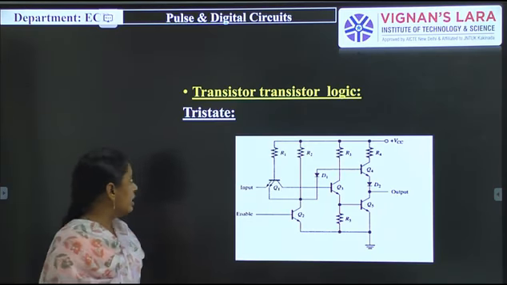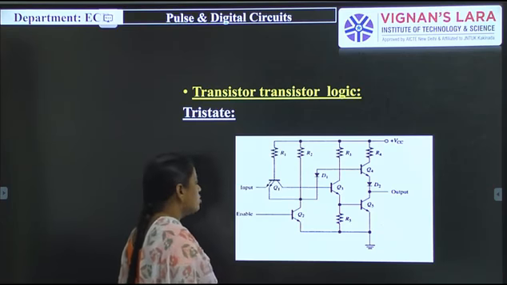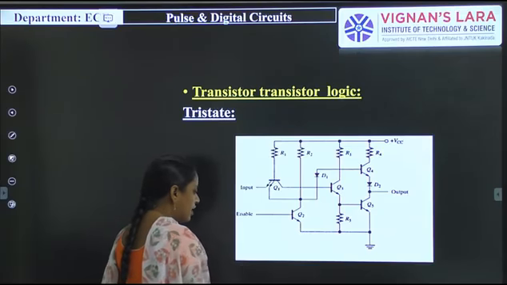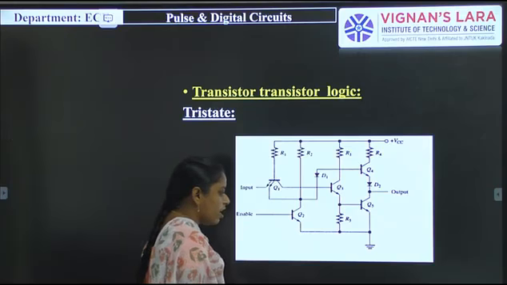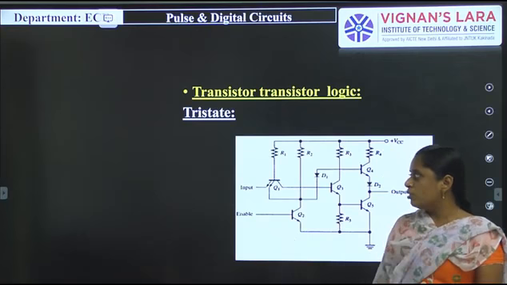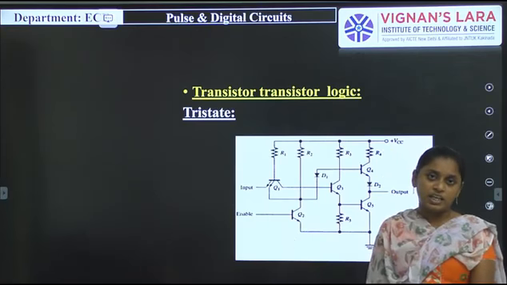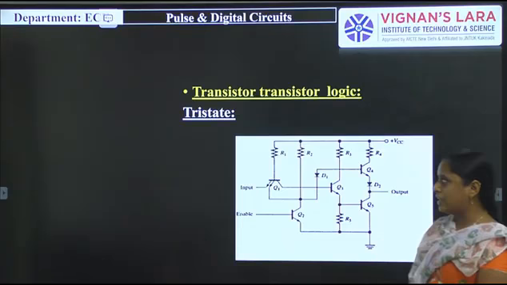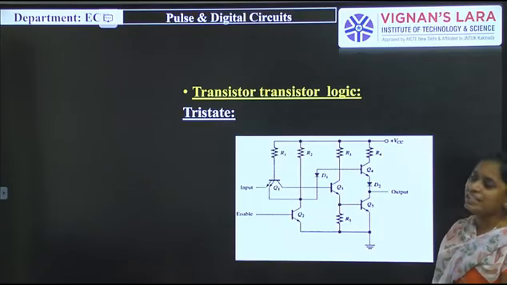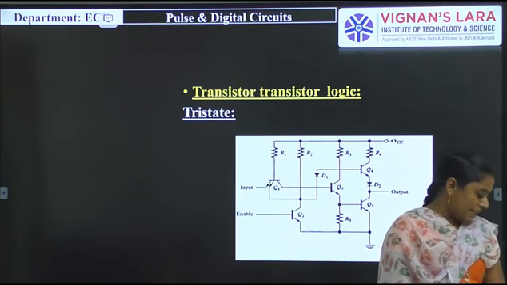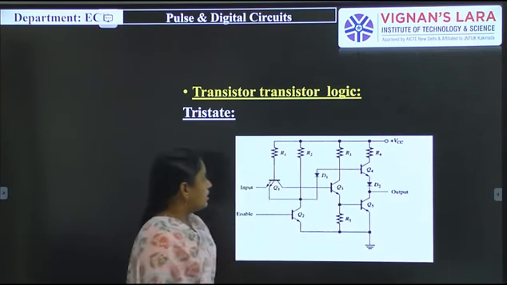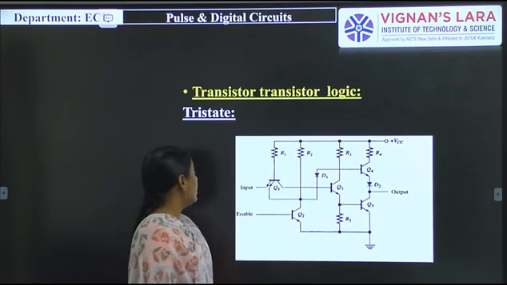At the same time, the tri-state connection is controlled based upon the enable signal. Whenever the enable signal is 1, the tri-state connection operates like a NOT gate, and whenever the enable signal is 0, it performs the high impedance operation. So that is the operation of the tri-state connection.